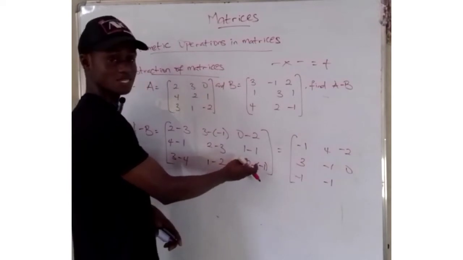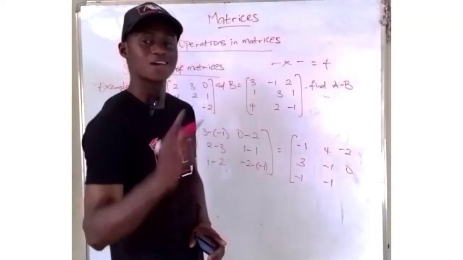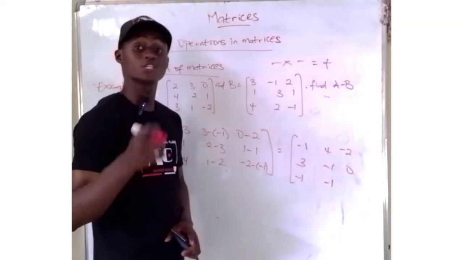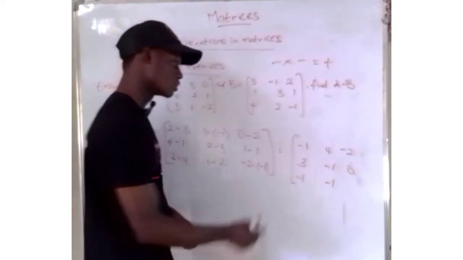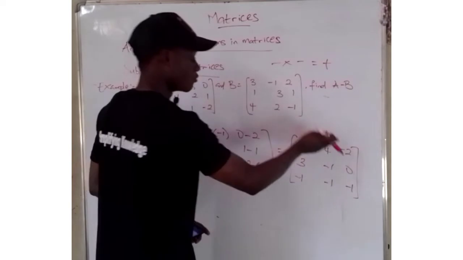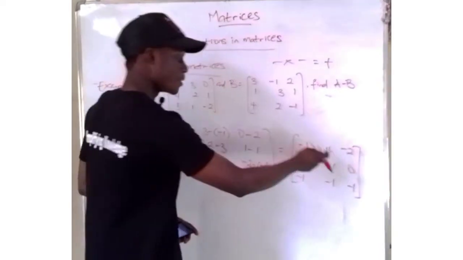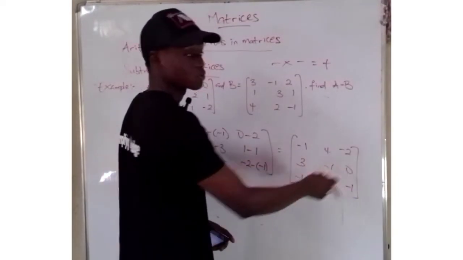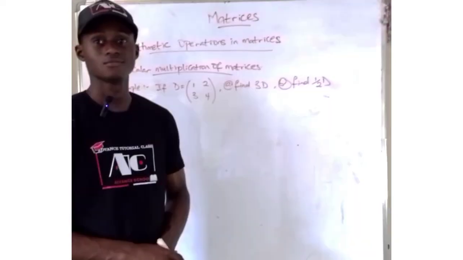Now, look at this place. Minus 2, minus 1. Minus as minus gives us plus. So having minus 2 plus 1, that will be minus 1. So this is our answer: minus 1, 4, minus 2, 3, minus 1, 0, minus 1, minus 1, minus 1. So that's the answer to this.